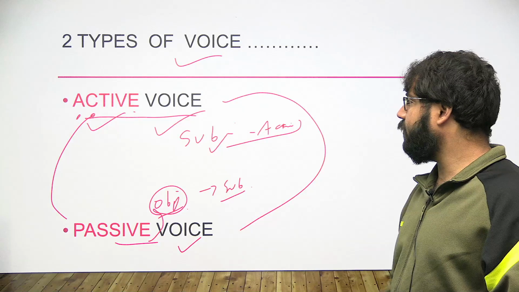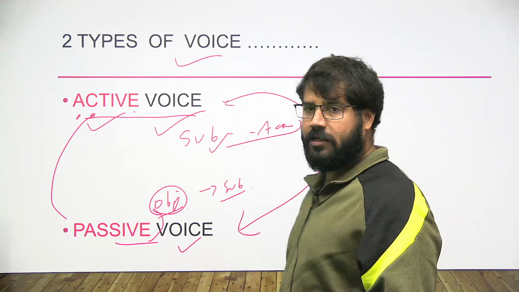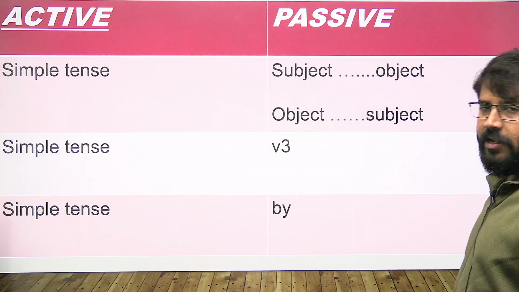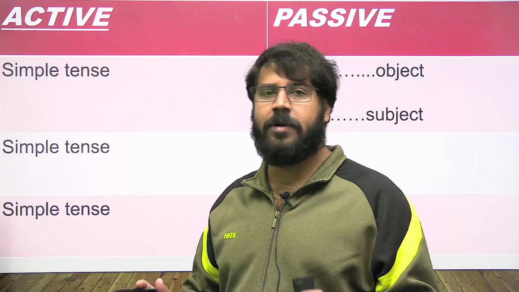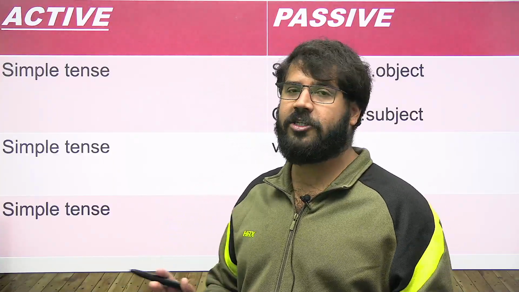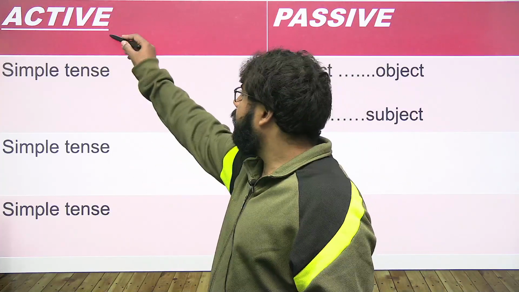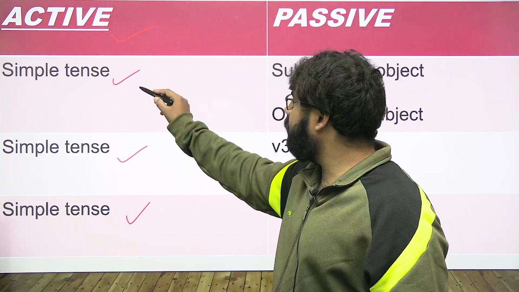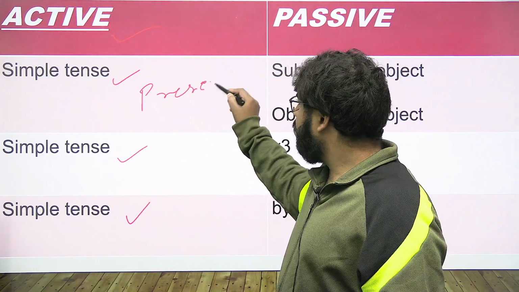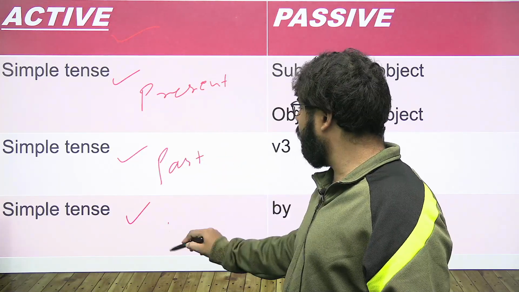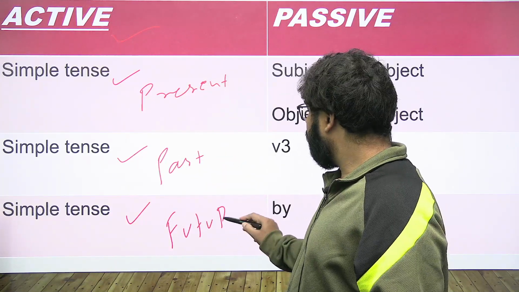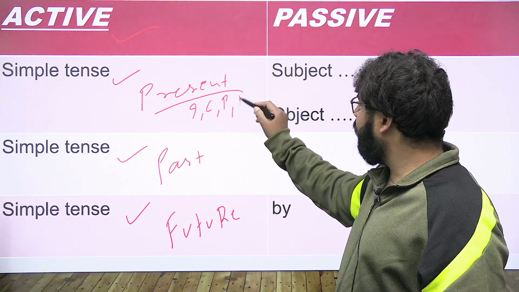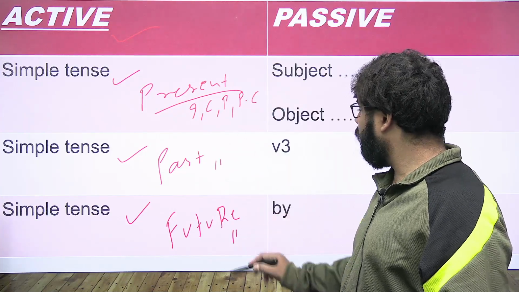Whenever we convert from active to passive or vice versa, we will have to follow some rules. The rules are given in a very simple chart form that everybody can understand. Even a fool can understand. I have made the chart in such a way. The active voice can be seen in the form of present tense, past tense or future tense, and it can be written in indefinite, continuous, perfect and perfect continuous.